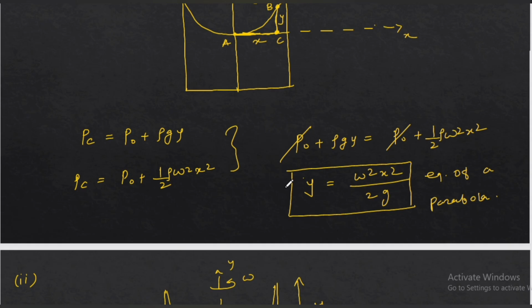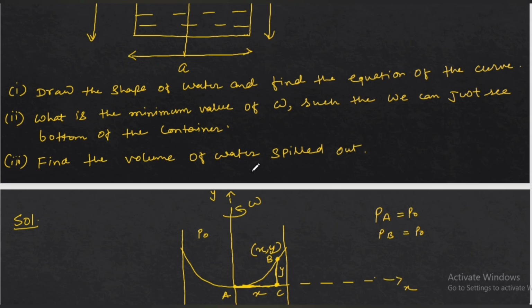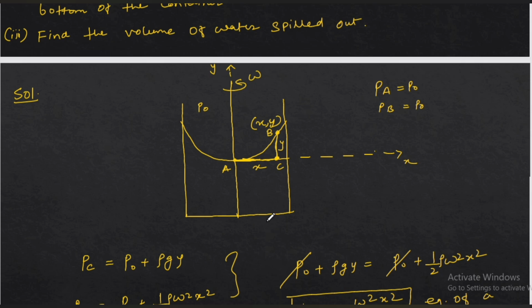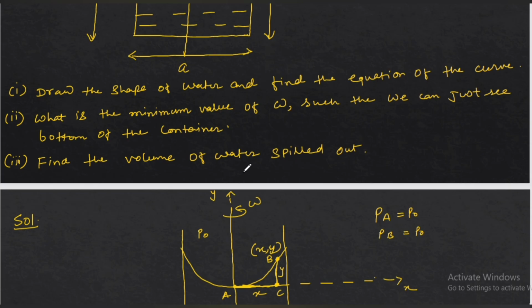So we have found the relation between x and y. This is the equation of the parabola, so this curve is a parabola, right? But this is just a cross section. If you see it in 3D, then this will be a paraboloid. So what is the next question?